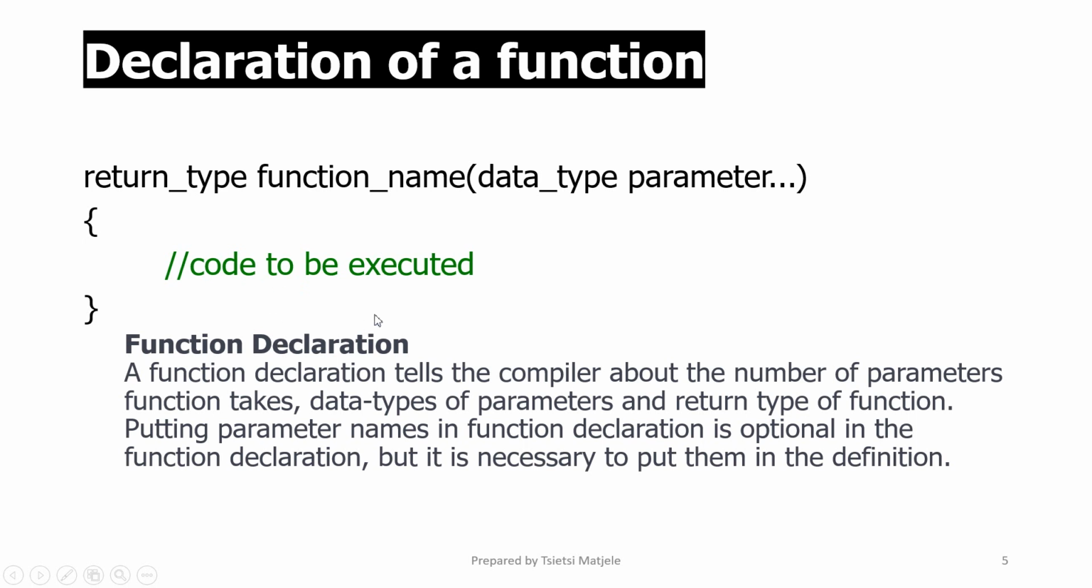So a function declaration tells the compiler about the number of parameters. If you provide the parameters, it evaluates how many parameters are supposed to be here. A function declaration takes the data types of parameters and the return type of the function. So a return type of a function, is it an int or is it char? Or is it void? When it's void, it does not return any value.